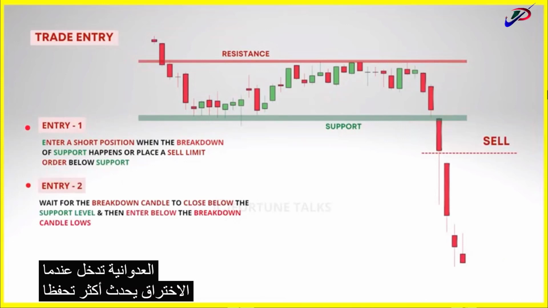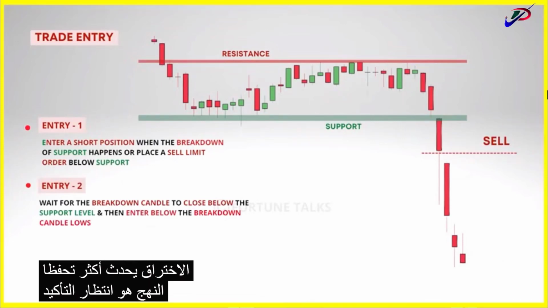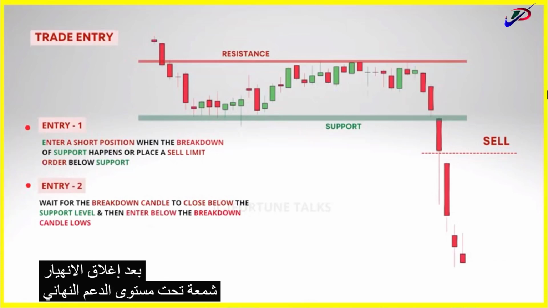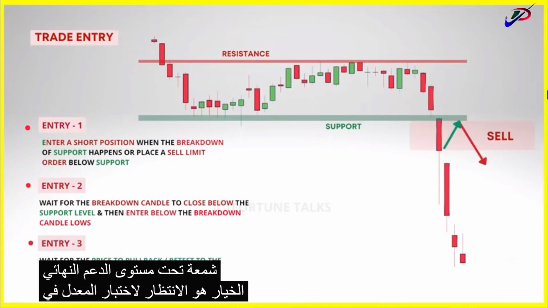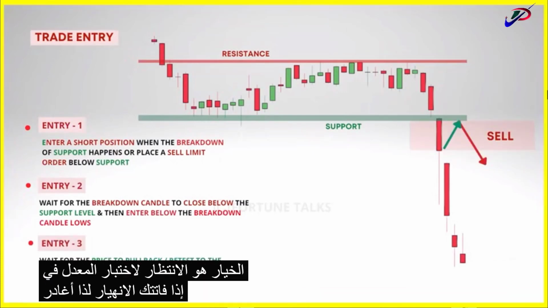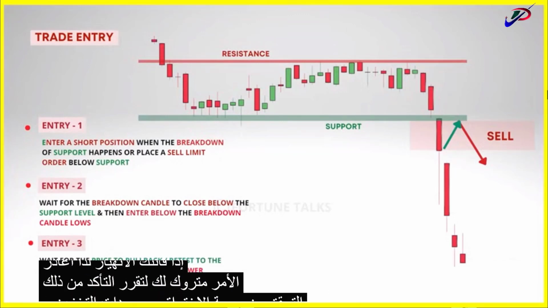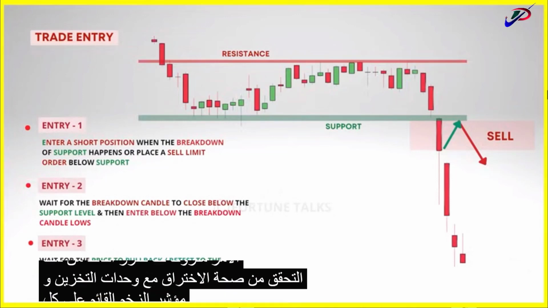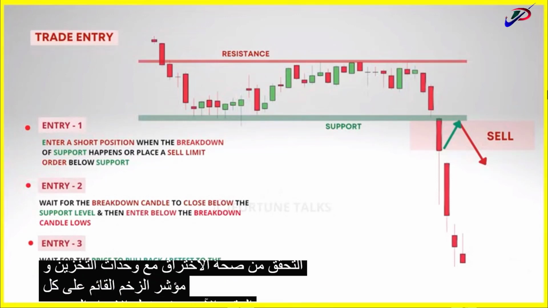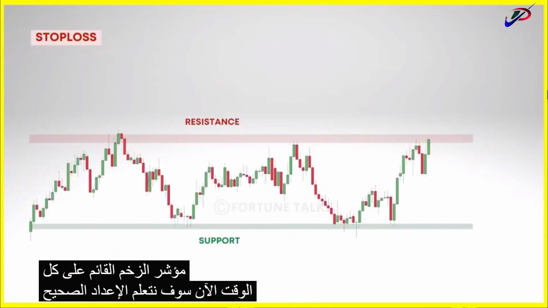The more conservative approach is to wait for the confirmation after the close of the breakdown candle below the support level. The final option is to wait for a retest in case you missed the breakdown. So I leave it up to you to decide. Make sure you validate the breakout with volumes and momentum based indicator each and every time. Now we will learn to set up proper stop loss.